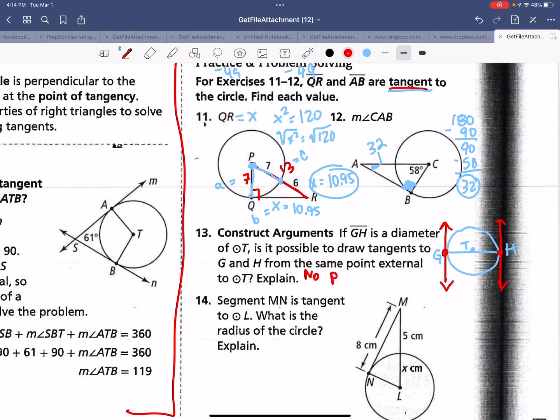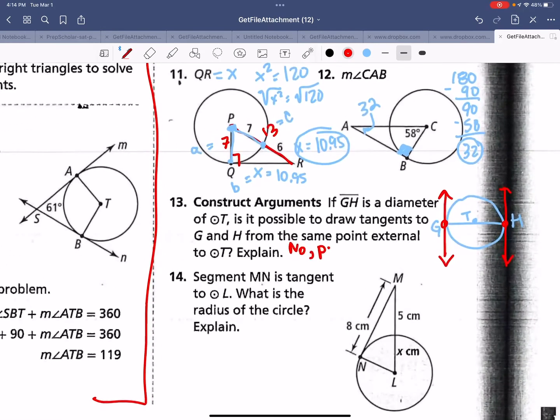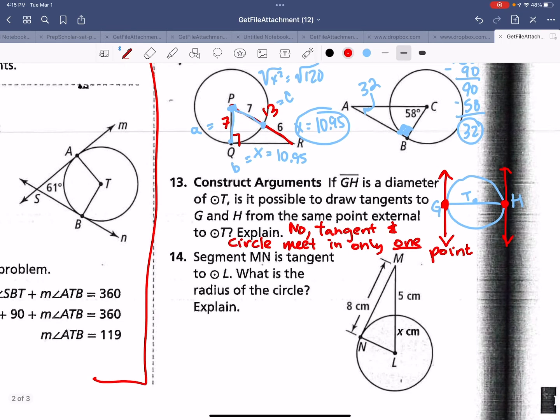We said in our definitions that a tangent and the circle meet in only one point. Here's the point where G would meet its tangent, and that's the point where H would meet the tangent, and those are not the same point.